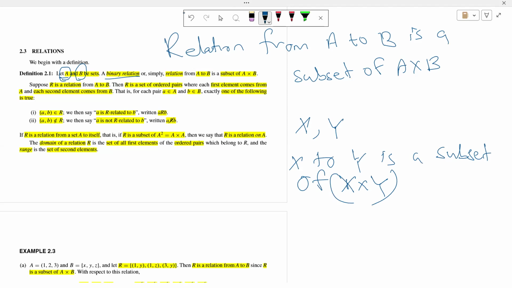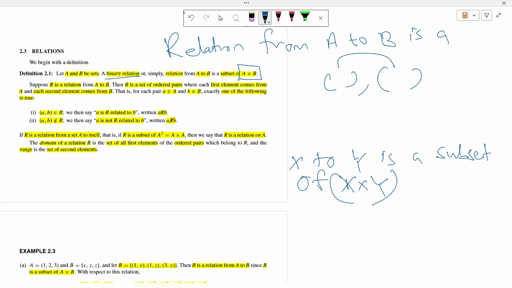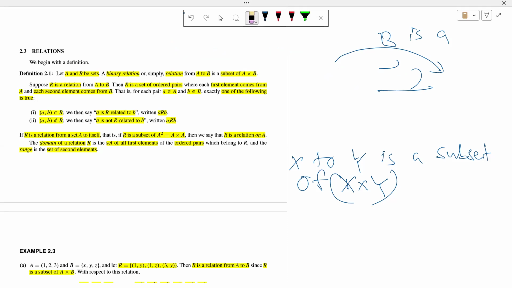So here you have sets A and B. First, you need to find A cross B. In this A cross B, you have n ordered pairs. If you take a few of these ordered pairs, then you can create a relation. That is the definition of a relation.